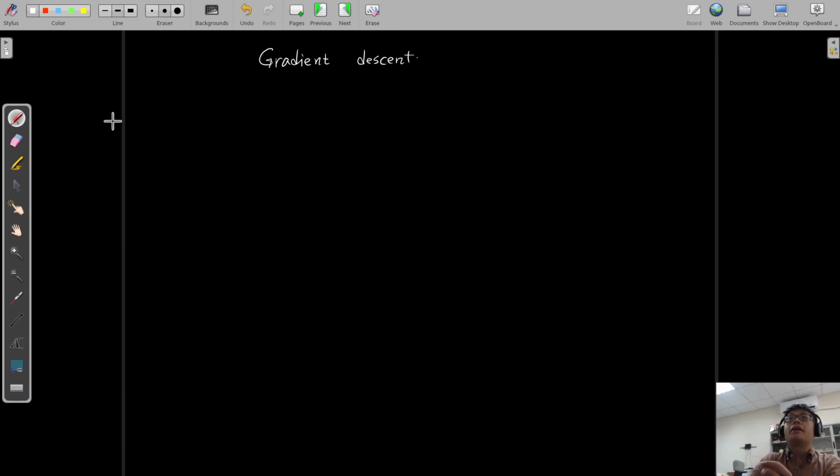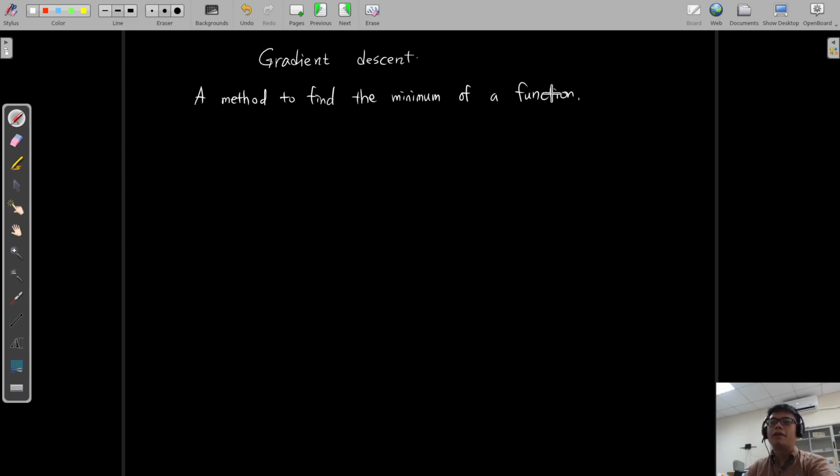So it is a method or algorithm, if you prefer, to find the minimum of a function. And of course, if you can find the minimum, you can always find the maximum. You just do the opposite. Okay, so let me give you one example to make it more concrete.